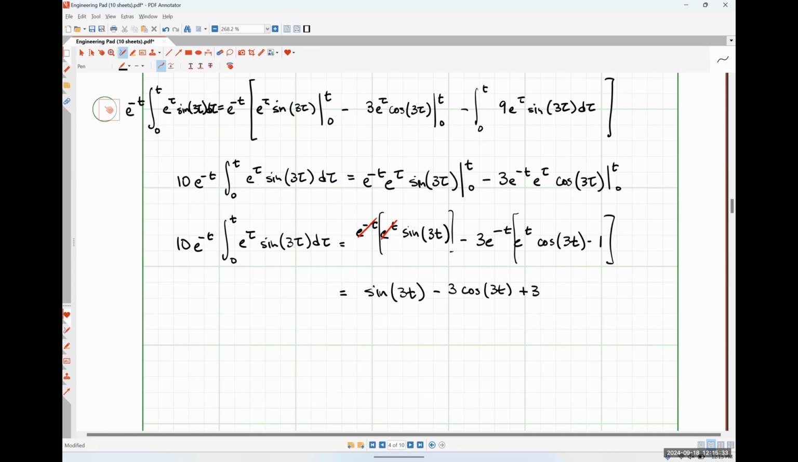So e to the minus t cancels this e to the positive t here, which is why I don't have anything on this side. I'm going to distribute this e to the minus t throughout here. So e to the minus t times e to the positive t cancels out. That's why I just have 3 times cosine. The negative sign comes from this guy. Then I have a factor of 3 e to the minus t times -1. That gives me plus 3, and then I need another e to the minus t up here.